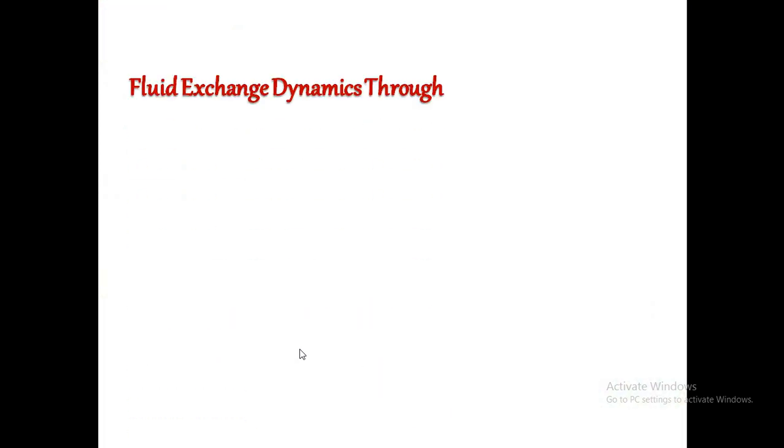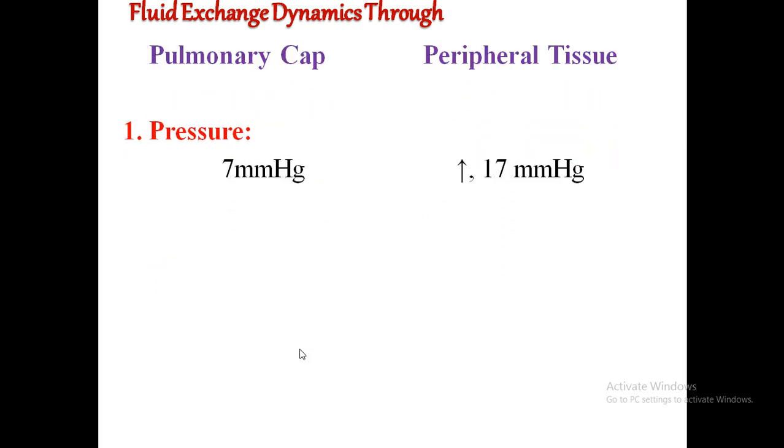But we must remember that there are certain differences regarding fluid exchange through the pulmonary capillaries and the peripheral tissues. You must concentrate on these differences because I have selected them from different books and internet sources, and they are not written as such in your textbook. So please copy them and concentrate, because the fluid exchange across the blood capillaries of the lungs and the alveoli depends upon these specific points.